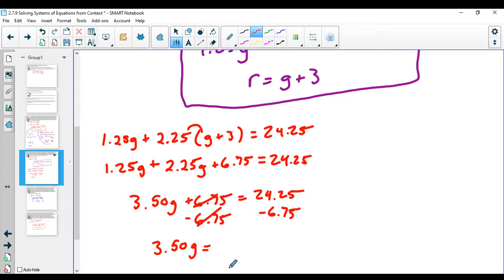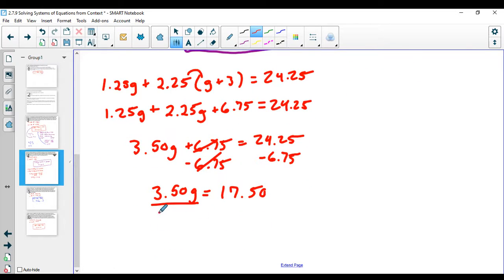Subtract this 6.75. So those cancel. 24.25 minus 6.75 is going to leave us with 17.50, divided by 3.5. And the amount of games we get is 5.